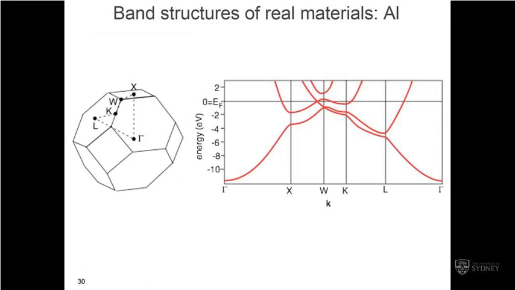Even though aluminium is described as a nearly free electron-like material, you can see here it has really free electron-like bands, and a little band gap here like we just had. This is a real calculated band structure. Let's try and understand how that is metallic.